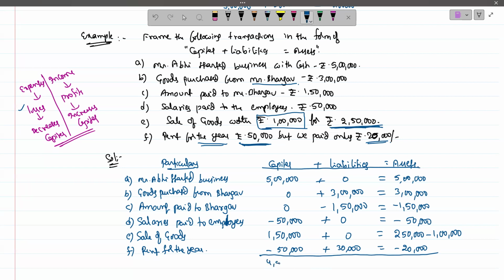So here 4 lakh 50,000, 1 lakh 80. This is the total net accounting equation. 4 lakh 50 plus 1 lakh 80 equals 6 lakh 30,000. This is the process of framing the accounting equation. Okay. I hope you understood. This is the accounting equation method.